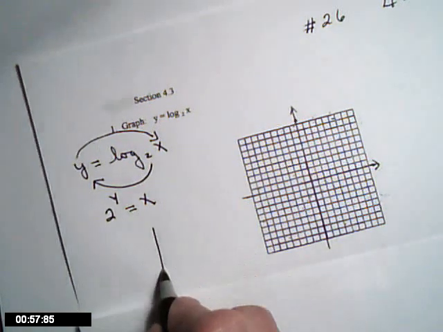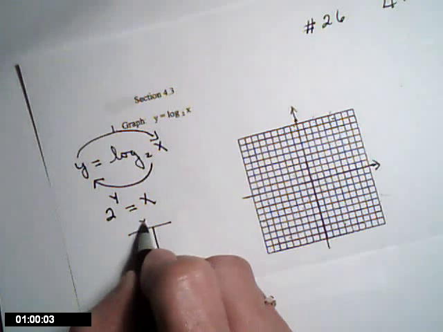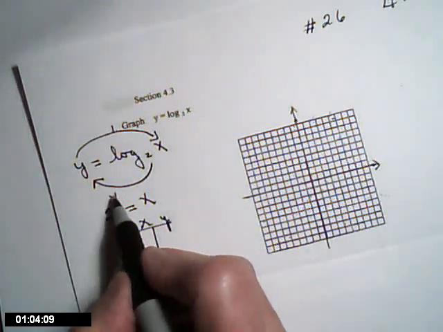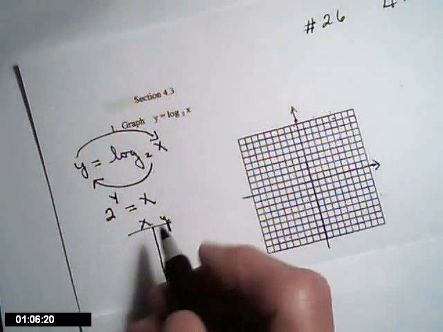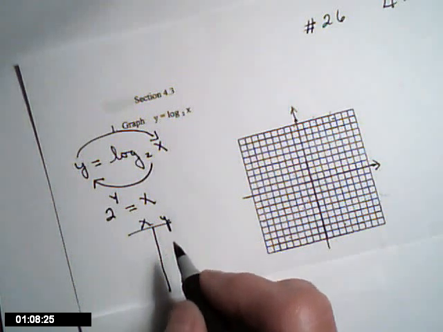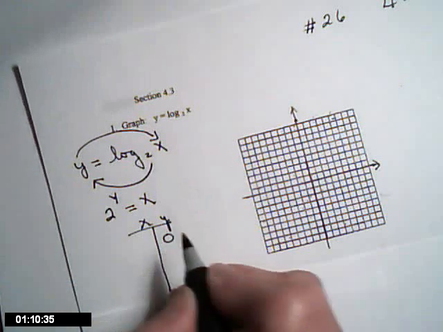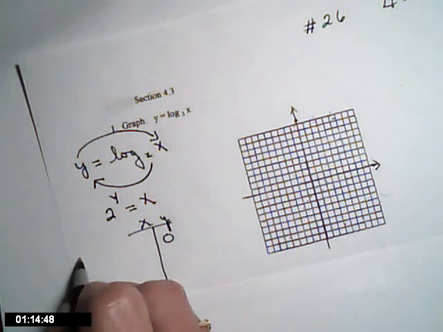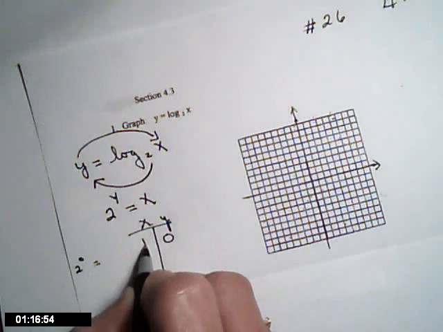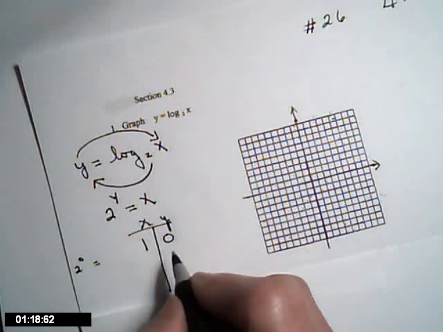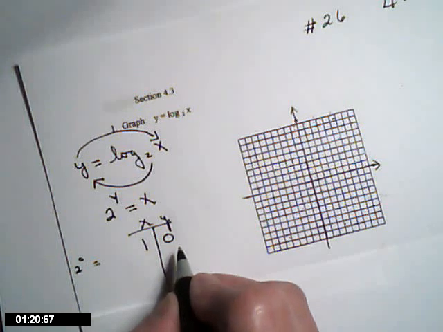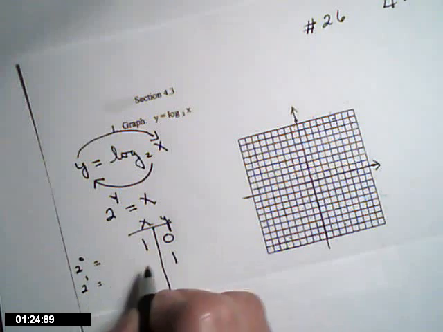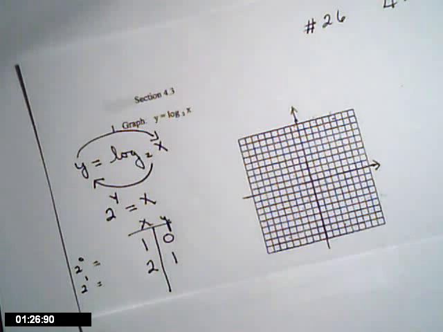Now I'm going to set up a t-chart for this, for my x and y. Now this time, since I'm raising 2 to the y power, I'm going to put in values for y. So let's first try 0. If I put y to be 0, then 2 to the 0 power is going to equal 1. If I let y be 1, then I have 2 to the first power, and that's going to be 2.